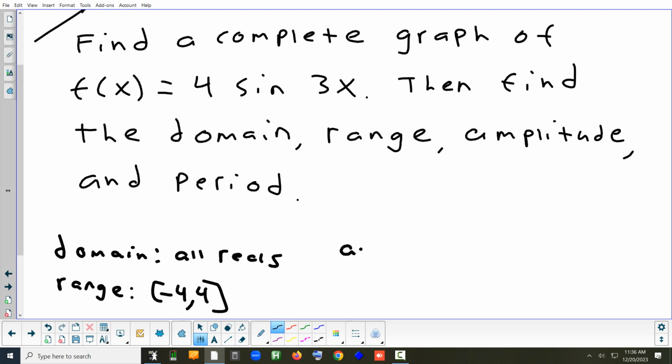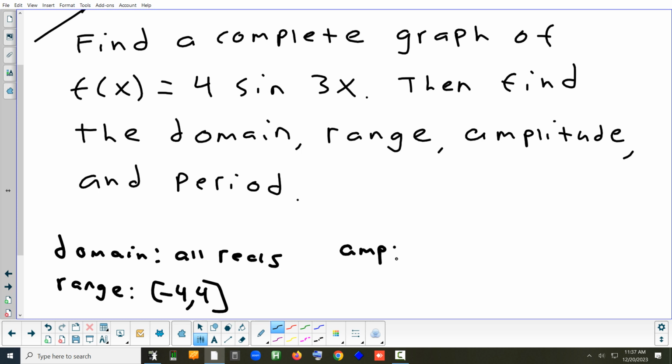How about the amplitude? Nope. Amplitude is not 3. The 3 is important for the period. It's not the period, but it's part of the formula to find the period. So we do need the 3, just not for the amplitude.